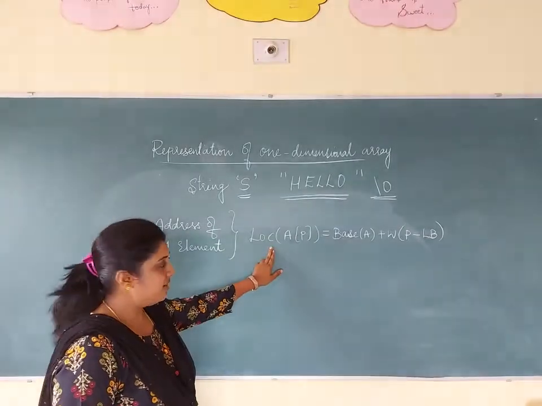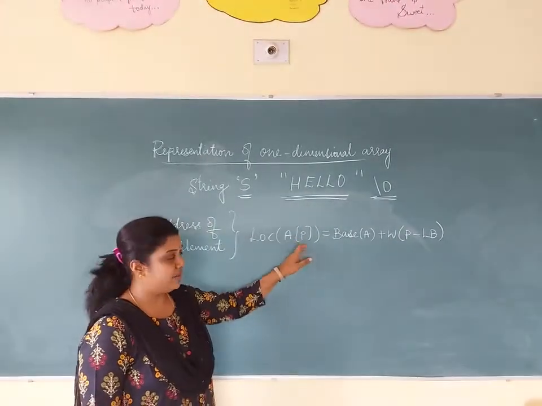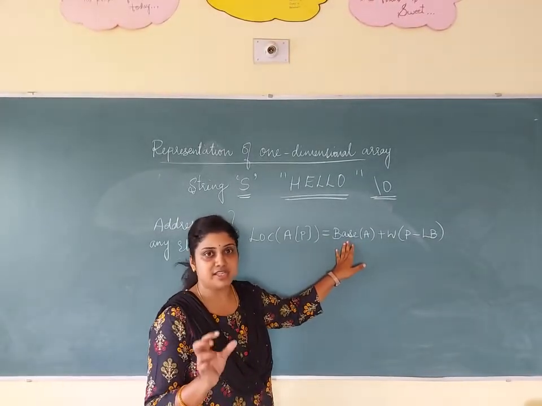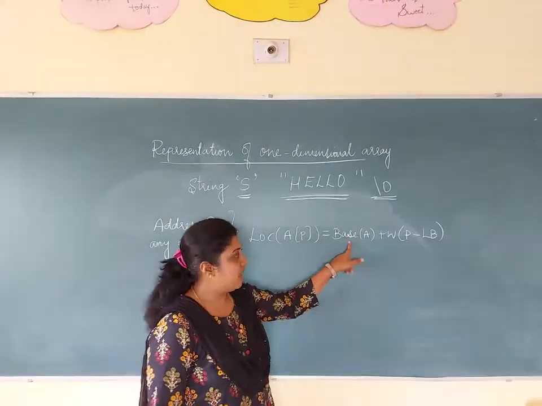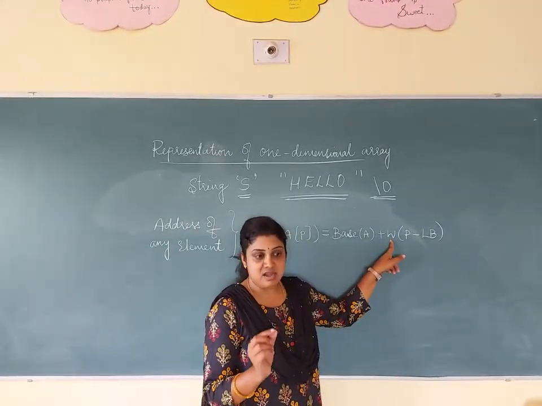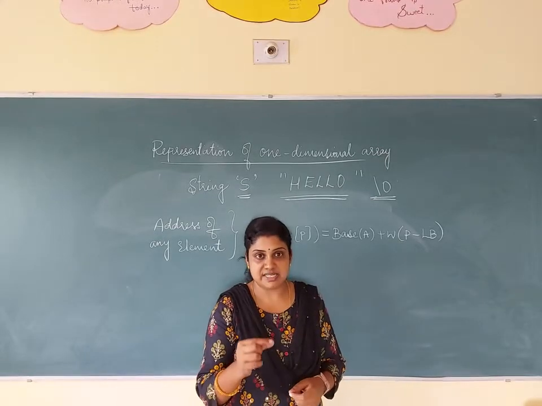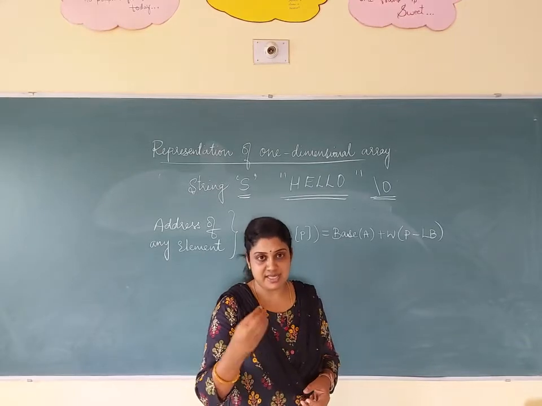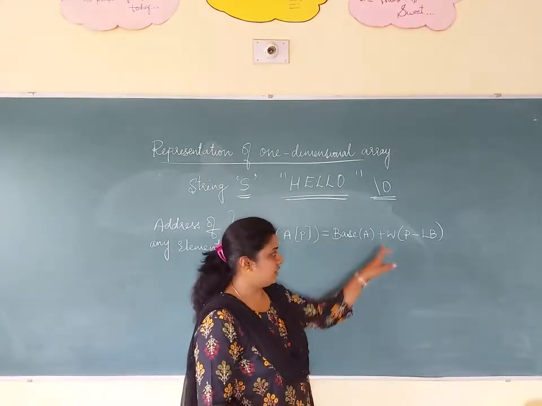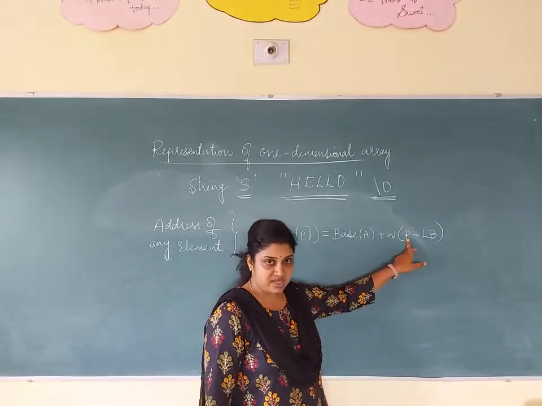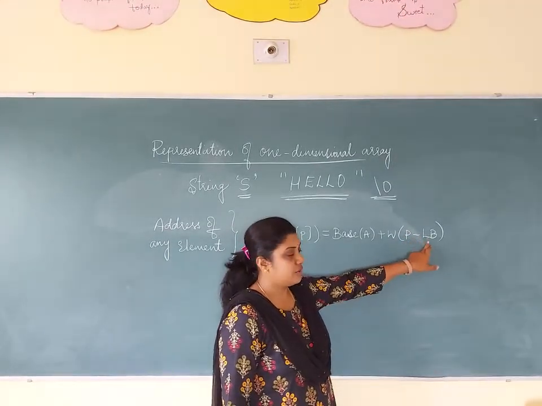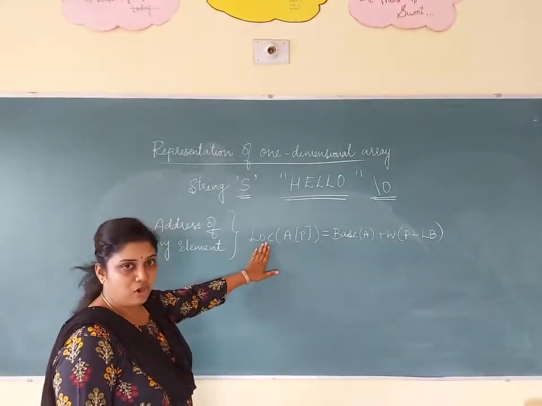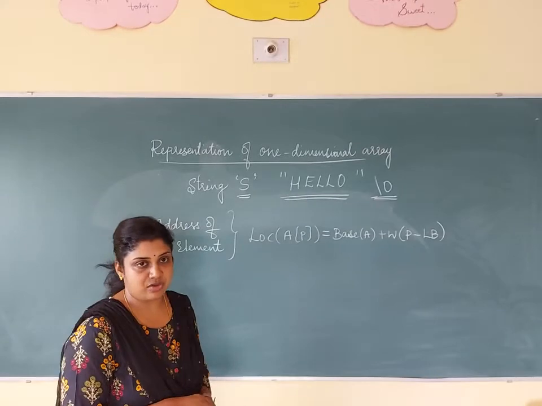A is the name of the array, P means the location, and base address is always the first element of an array. W indicates the number of words present inside the memory cell, that is, how many characters are present inside a memory cell, which we call a word. And P is the position, and we consider the lower bound. This is very important. According to this formula you calculate the address of an element.